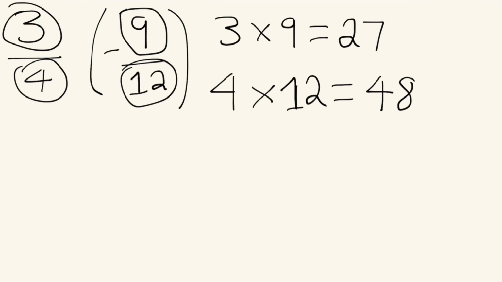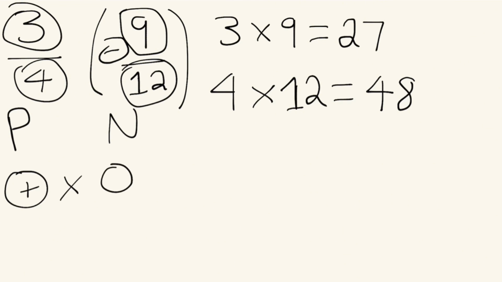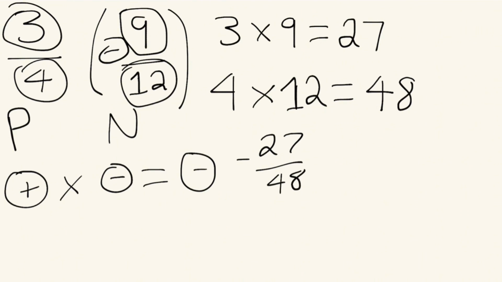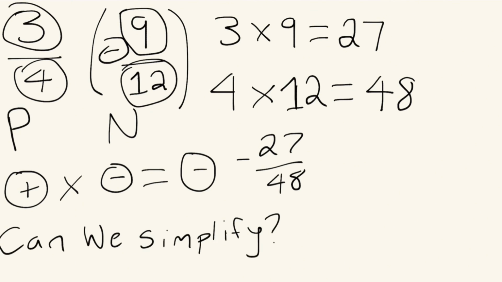Our problem shows that it's a positive times a negative, which equals a negative number. So we make sure that our answer is going to be negative. So we have -27 over 48. The real question really is, can we simplify?